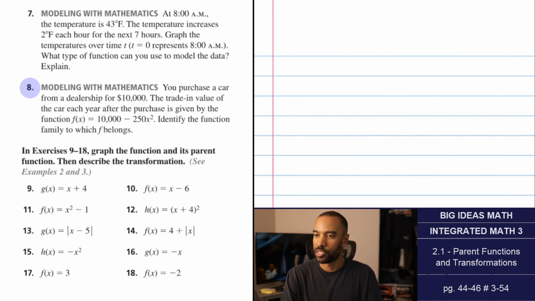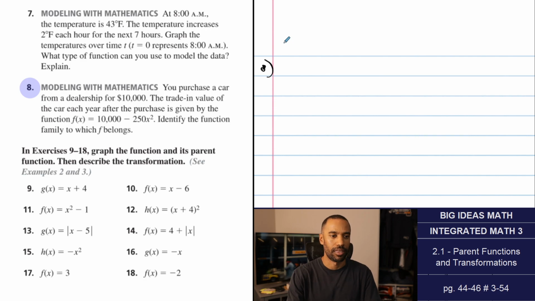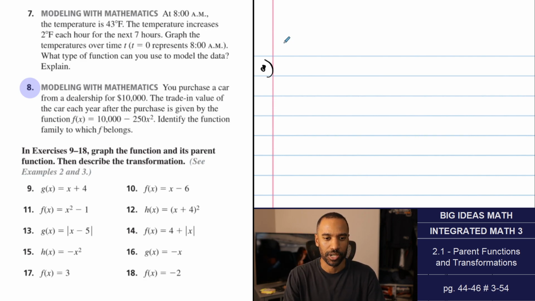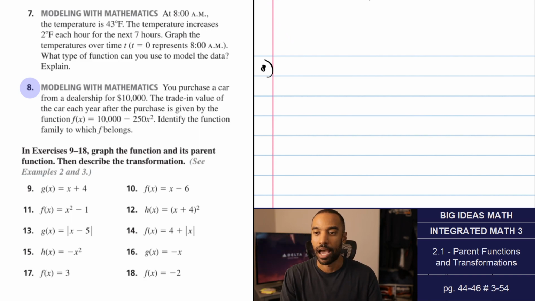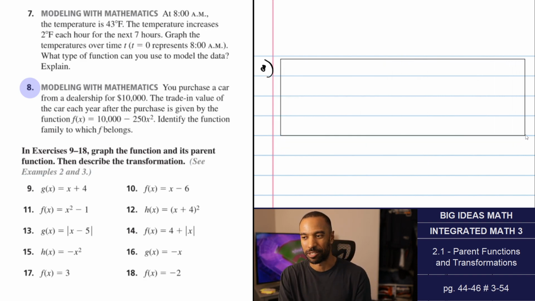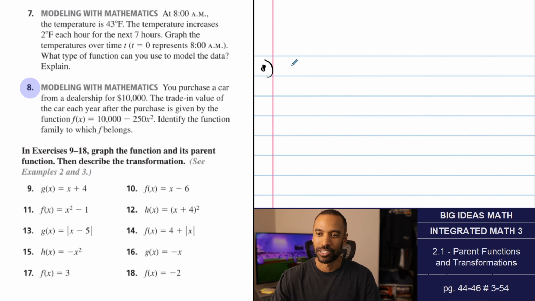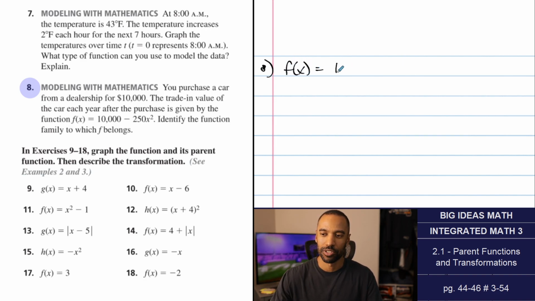You purchase a car from a dealership for $10,000. The trade-in value of the car each year after the purchase is given by the function f of x equals 10,000 minus 250x squared. Identify the function to which f belongs. Now, this one does not ask me to graph, and it does not ask me to explain, which is fantastic. I'm going to write the equation though: f of x equals 10,000 minus 250x squared.